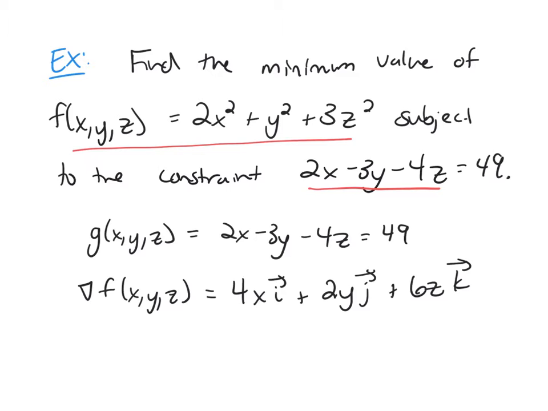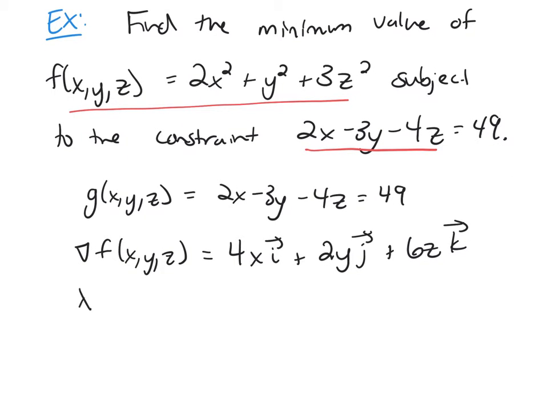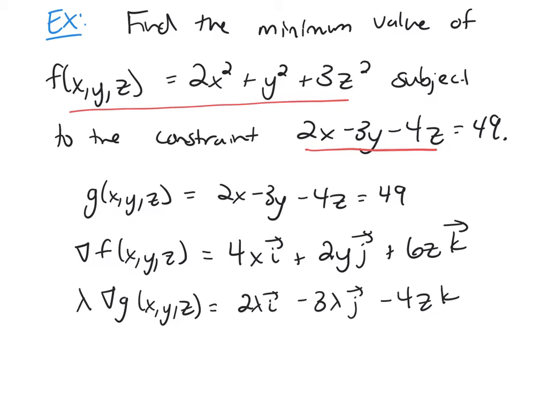And then we're going to take lambda times the gradient of g. So the derivative with respect to x would be 2, so it would be 2 lambda i. The derivative with respect to y, minus 3 lambda j. The derivative with respect to z, minus 4, or minus 4 lambda k.